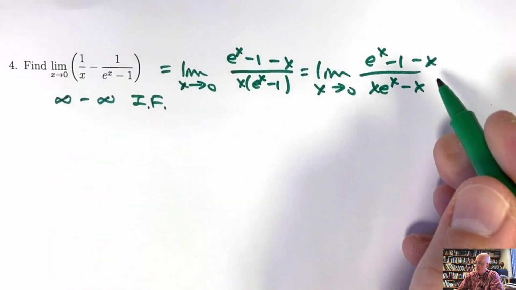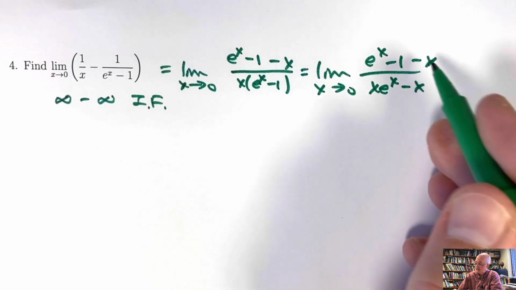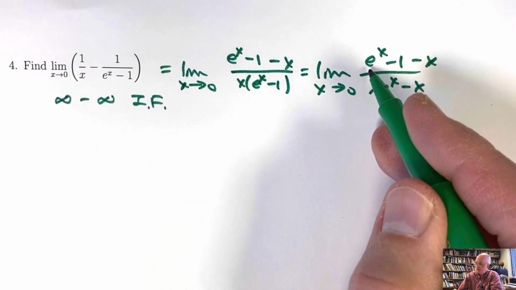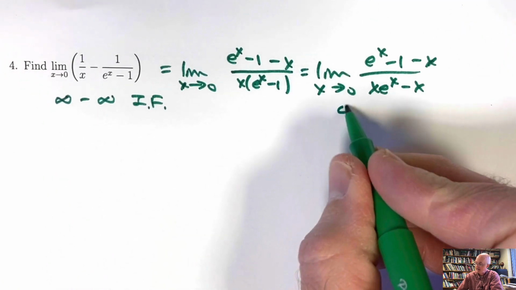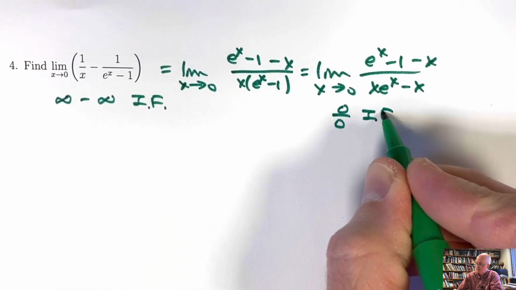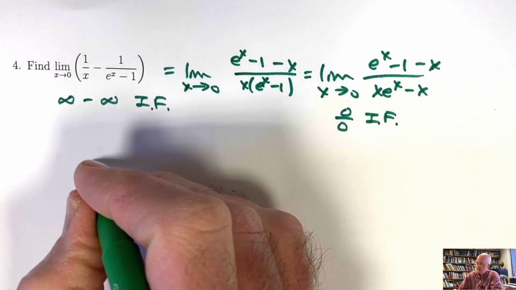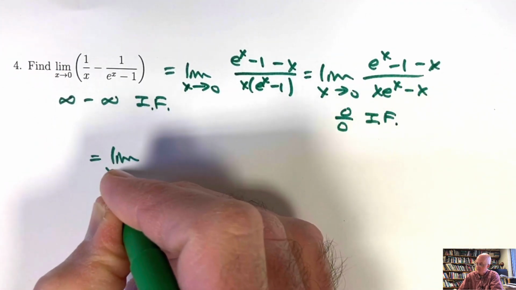As x goes to 0, the bottom's definitely going to 0. Is the top going to 0? Yes, it is, because e to the 0 is 1. 1 minus 1 is 0. Minus 0 is still 0. This is now a 0 over 0 indeterminate form. So we used a little trickery again to convert it to a fraction and help us now evaluate the limit.